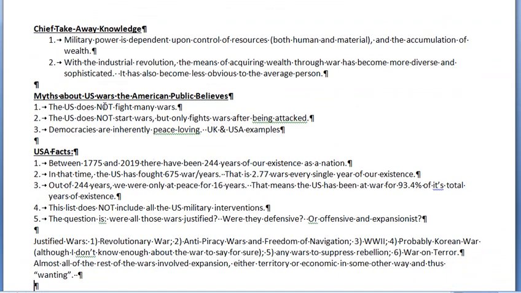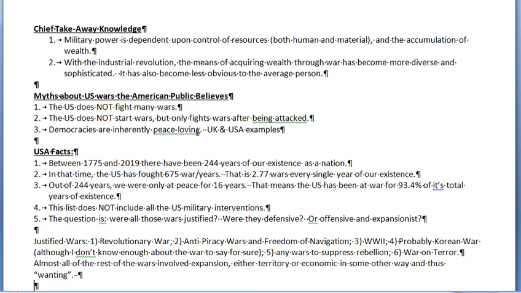All right, myths about U.S. wars that the American public believes. I mean, this is widespread, and it's usually based on the fact that Americans generally don't know much about U.S. history. All right, so it's generally believed, especially given that people want to make themselves feel good about themselves, that the U.S. did not fight many wars, so we're a peace-loving nation, right? The U.S. did not start wars, but only fought wars after we've been attacked. All right, we fight defensive wars.